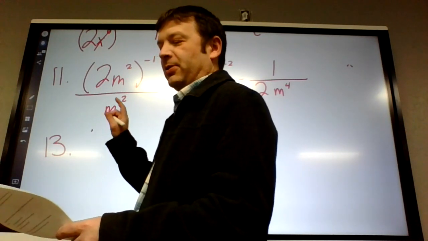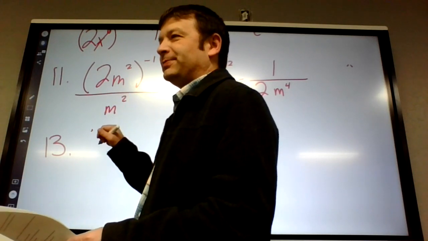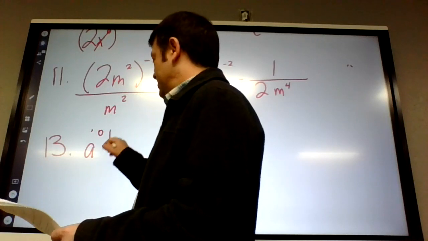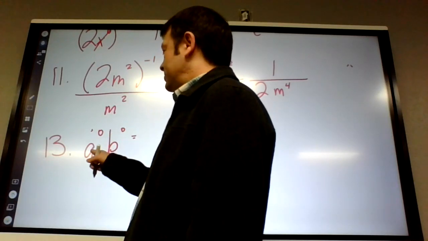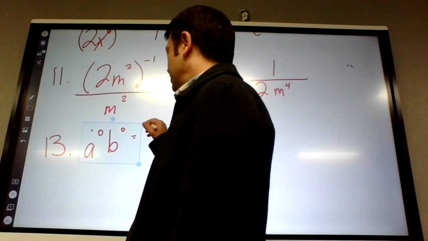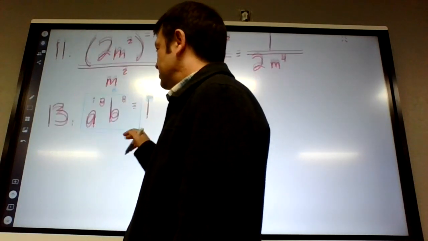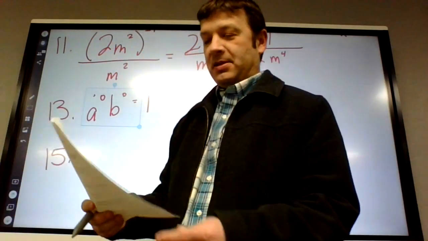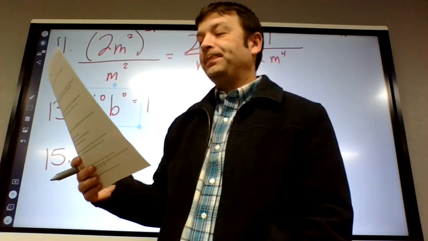Okay, what's negative 3 times 0? Oh, 0. So it's a to the 0, b to the 0. Yeah, I know that. And what's a to the 0 equal? 1. See, I was right. The whole thing is 1. Anything to the 0 is 1.